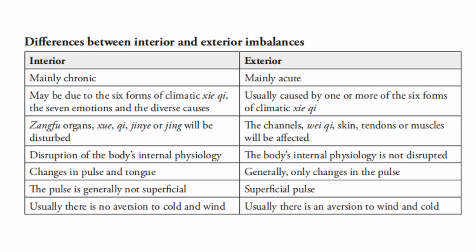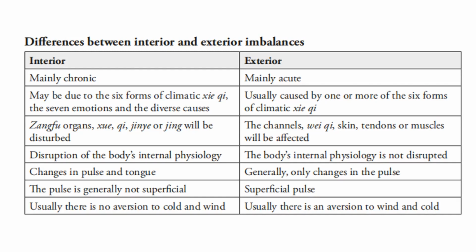So we have here a table of the differences between the interior and exterior imbalances. In the interior, we have mainly chronic, while in the exterior, it is mainly acute. The interior may be due to the 6 forms of climatic evil qi, the 7 emotions, and the diverse causes, while the exterior is usually caused by one or more of the 6 forms of climatic evil qi. For the interior, the zang-fu organs, blood, qi, or jing will be disturbed, while in the exterior, the channels, skin, tendons, or muscles will be affected.